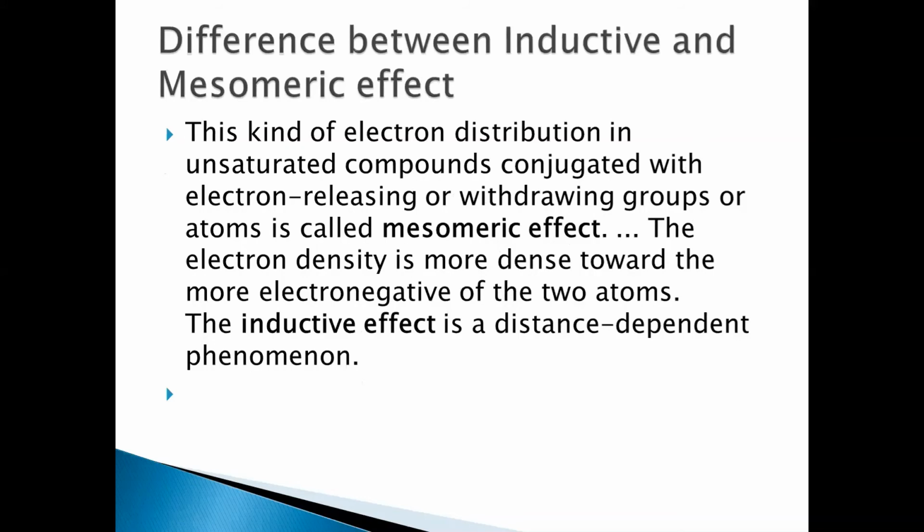The kind of electron distribution in an unsaturated compound conjugated with electron releasing or withdrawing groups or atoms is called the mesomeric effect, whereas the inductive effect is a shift of electrons. You write the definition first when you are asked what is the difference between inductive effect and mesomeric effect. Inductive effect takes place in compounds having a sigma bond. That means the shift of electrons from a sigma bond is the inductive effect. The shift of electrons from a pi bond is known as the mesomeric effect.